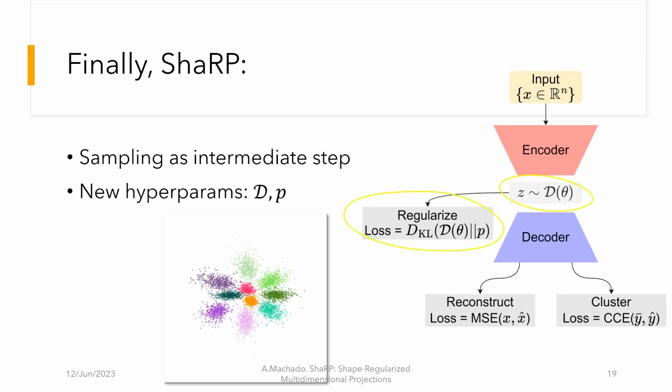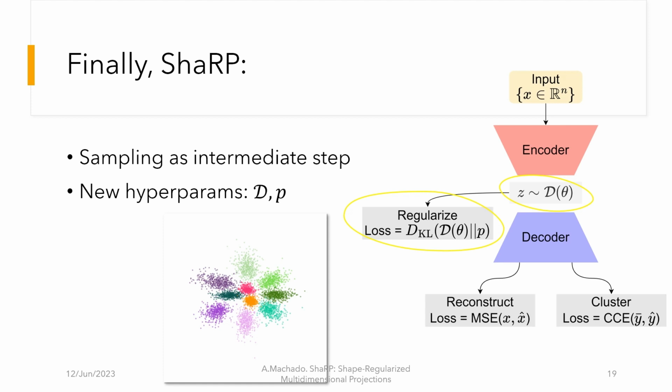So enter ShaRP, enter our idea for a new projection algorithm. The big difference here is that we are like SSNP, but we change the middle layer, the bottleneck layer, to use sampling. And we add an additional loss there to regularize this new sampling distribution that we are introducing towards a given prior distribution. So the sampling distribution is a hyperparameter. The prior that we regularize towards is also a hyperparameter.